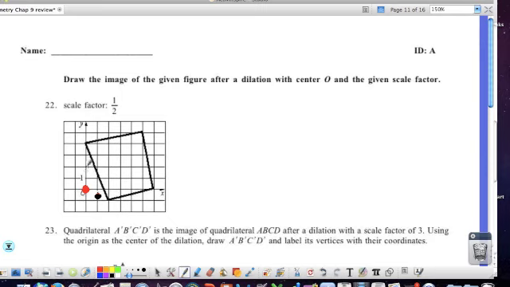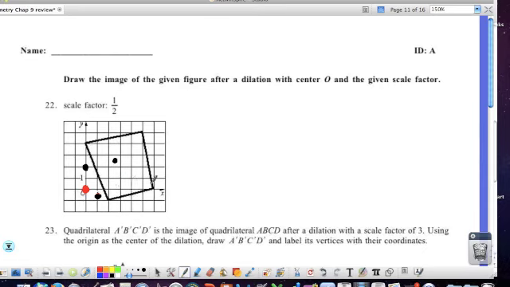Here, this vertice is 4 units above the space from which I'm dilating. Half of that is 2. This spot is 1, 2, 3, 4, 5. It's 5 to the right and 5 up. 5 divided by 2 is 2.5. So 1, 2.5. So my new space is there. My new vertice is there.